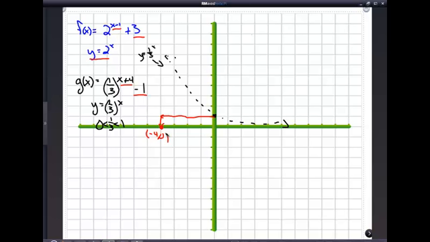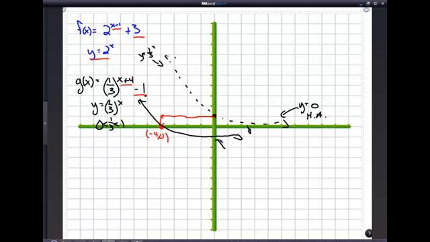The trick here, I'm going to do this in black, is remembering that this y equals 0, the horizontal asymptote, moves along with it. So when it shifts down 1, this shifts down with it. And I end up with a function that looks like that.